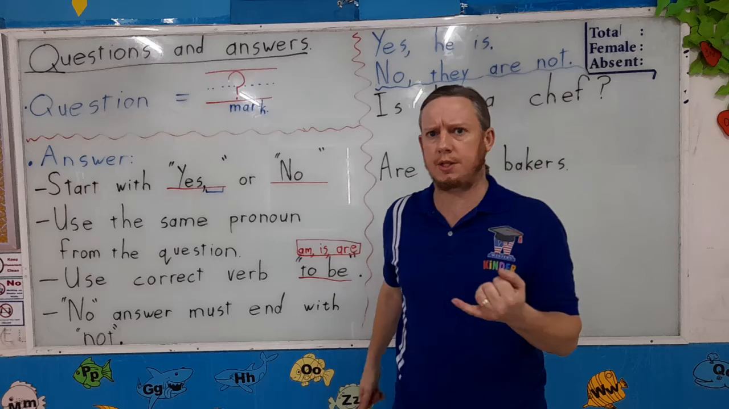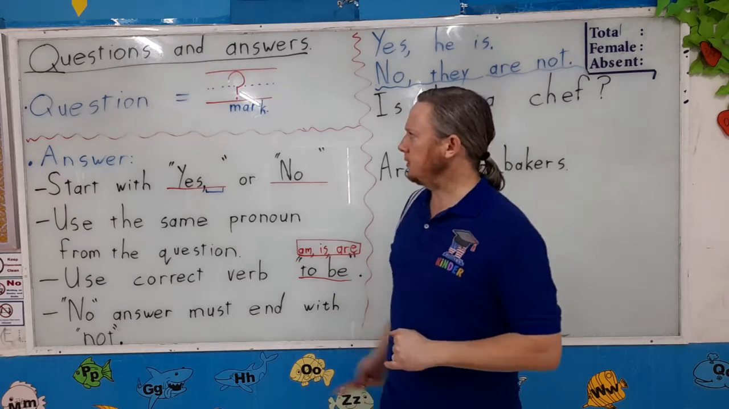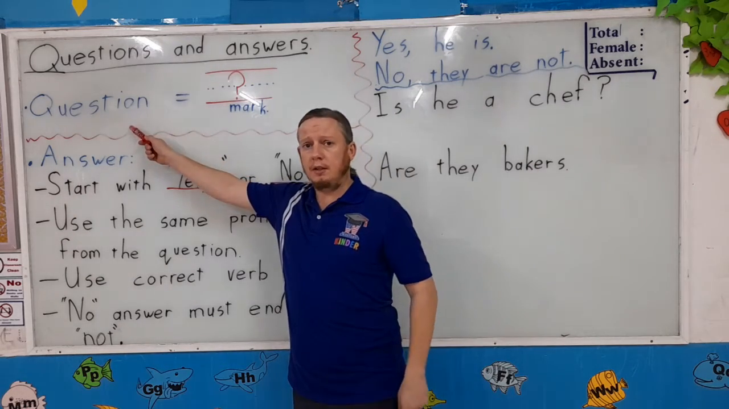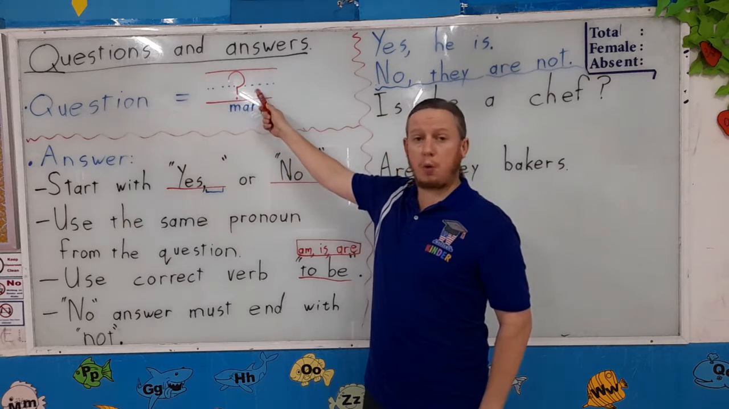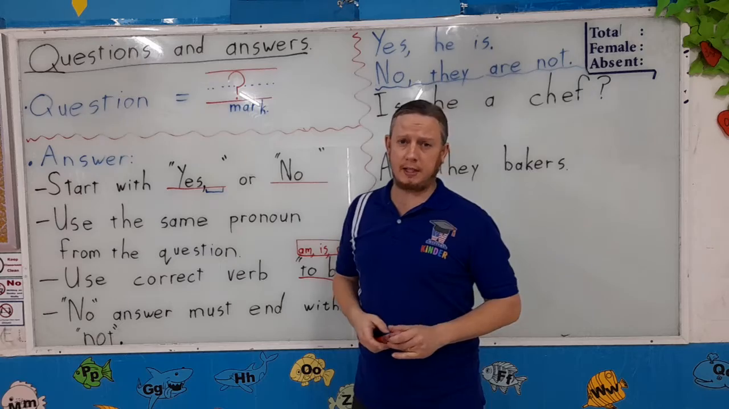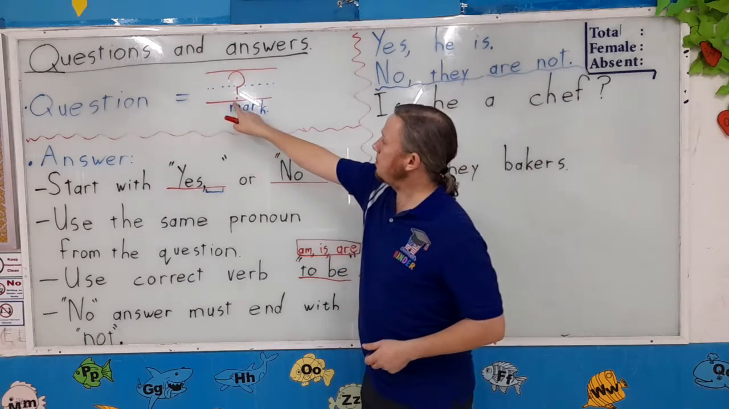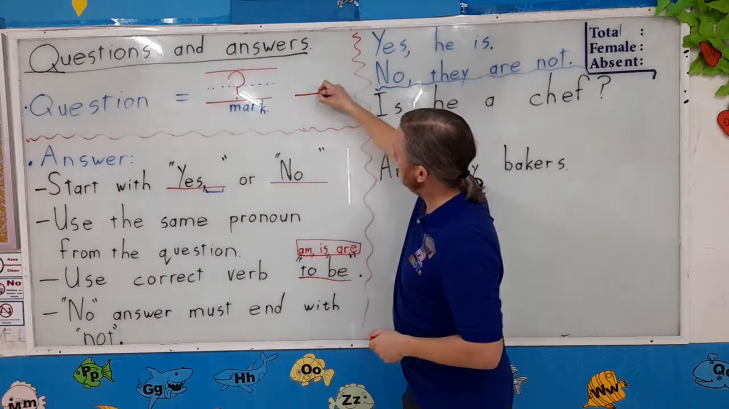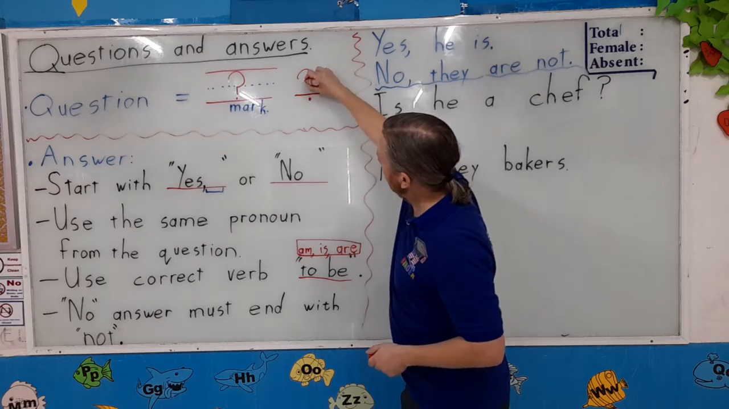We know what questions are. Let's start with that one. We know it's a question when we see the question mark. Just remember, boys and girls, I see a few students making the mistake. When we make a question mark, the dot must never be under the line.